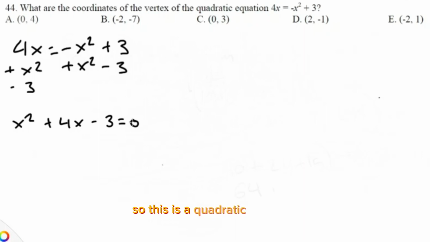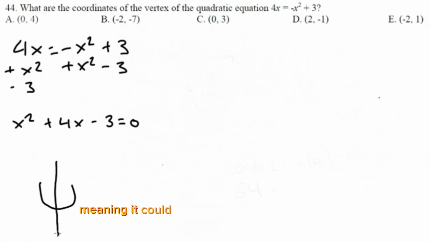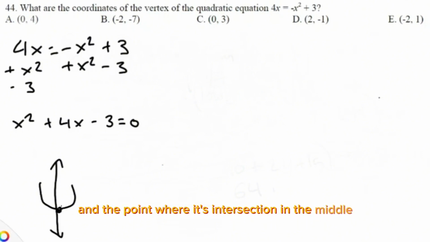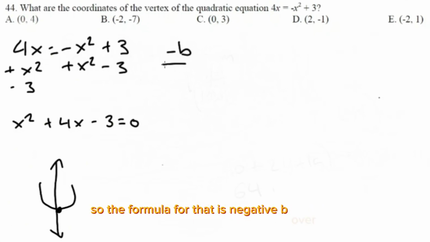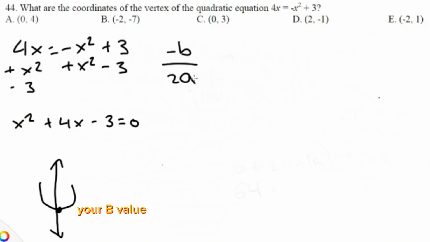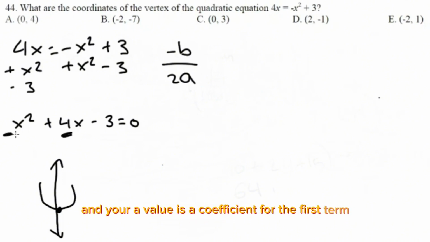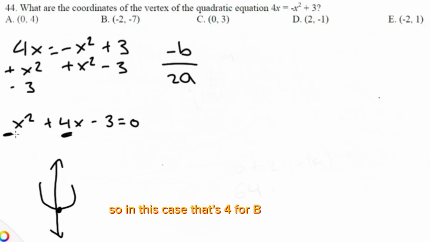So this is a quadratic equation, meaning when you write it on a graph, it becomes a parabola. So a parabola is always symmetrical, meaning it can be split down the middle by a line. That line is called your axis of symmetry. And the point where it intersects in the middle, that is called your vertex. So that's what we're trying to find in this problem. So for that, we first need to find the axis of symmetry. The formula for that is negative b over 2a. Your b value is the coefficient for the second term, and your a value is the coefficient for the first term. So in this case, that's 4 for b and 1 for a.